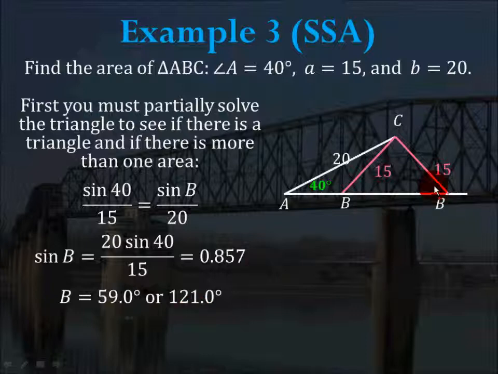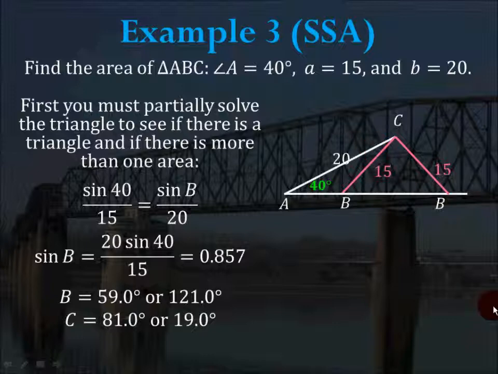So in this case, this would be the 59. This angle here would be the 121. This means we also have to get two different angles for angle C. If A is 40 and B is 59, then C is 81 degrees. If A is 40 and B is 121, C is 19 degrees. So this whole big one is the 81 degree angle. This little one here is the 19 degree angle.